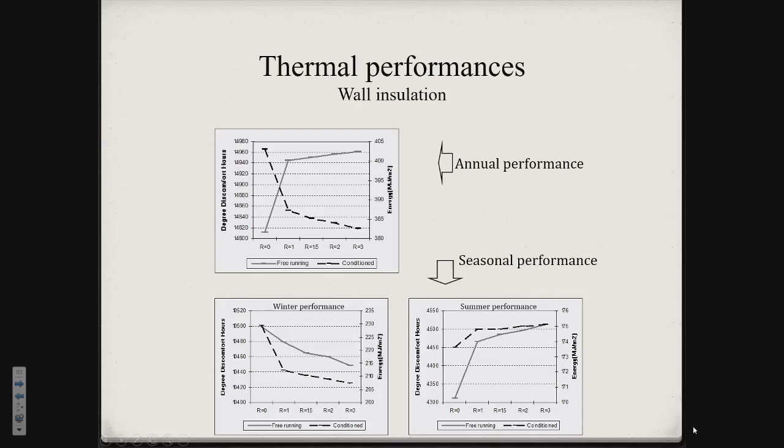It refers to the summer performance for the free-running building. You can see here, this is the summer performance, and this is the winter performance. For the winter performance, for both of them, the insulation layer works very well. But for the summer performance in the free-running mode, there is no advantage for the free-running one, because it doesn't let the higher temperature go out through the openings, from the building envelope.